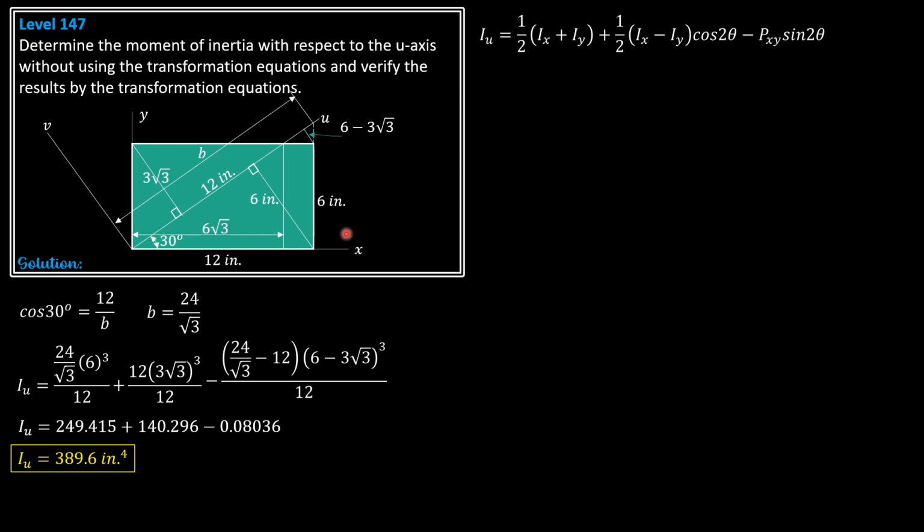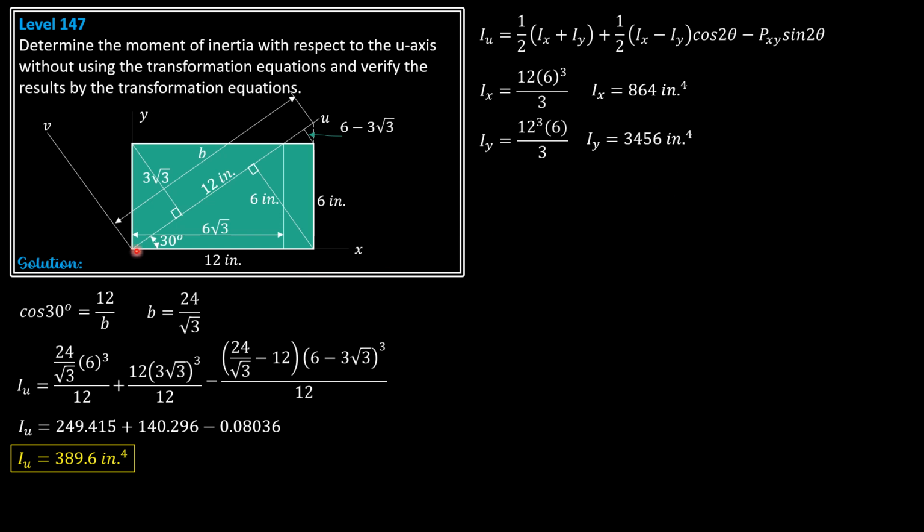Now Ix is equal to 12 times 6 cubed over 3, because it is a rectangle with respect to the base, which is the x-axis. So 12 times 6 cubed over 3 is equal to 864 inches to the fourth. Iy, on the other hand, is 12 cubed times 6 over 3. So it is equal to 3,456 inches to the fourth.